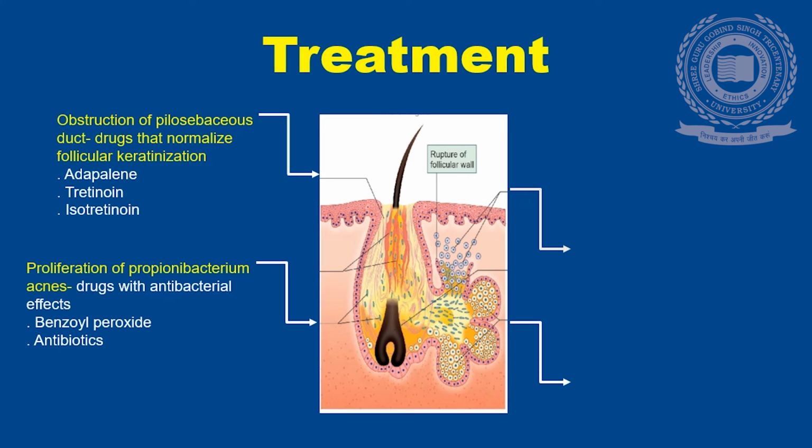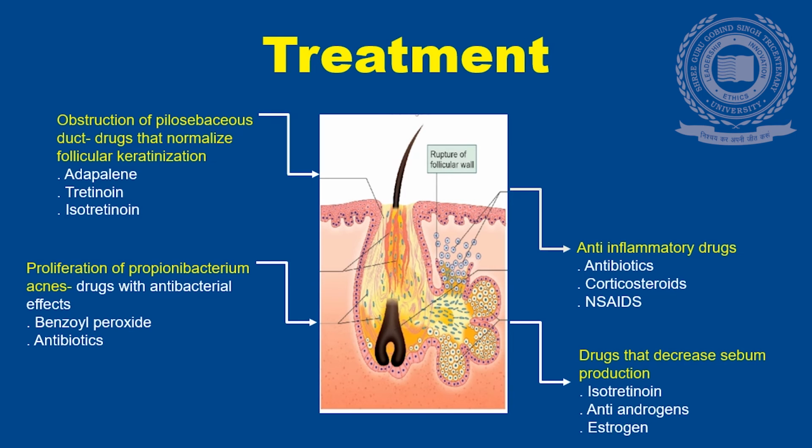Drugs that act on the proliferation of Propionibacterium acnes are also known as antibiotic drugs, and drugs that have antibacterial effects. These include the antibiotics and benzoyl peroxide, which acts by a free radical mechanism. The third set of drugs are the anti-inflammatory drugs that include antibiotics, corticosteroids, and NSAIDs. The fourth set of drugs are the drugs that help to decrease the sebum production, which includes the retinoids such as isotretinoin, anti-androgens, and estrogen.